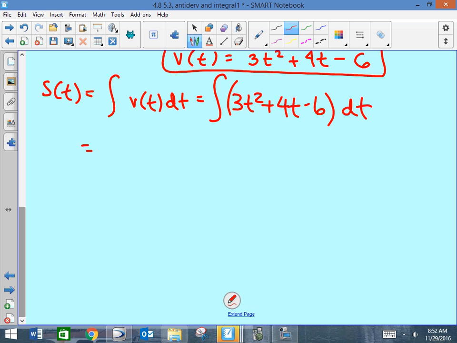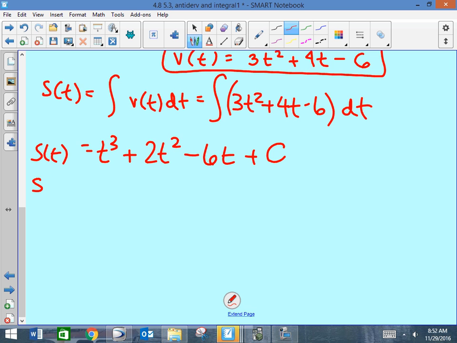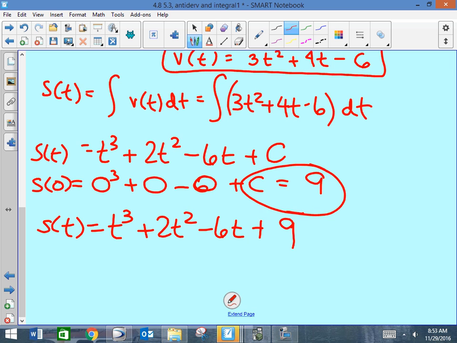And you finish. You get t cubed plus 2t squared minus 6t plus c. Okay, very easy to check. 3t squared plus 4t minus 6. Nice. That's your s of t, almost. We also know that s of 0 is 9. So we're going to put in 0, and c is going to equal 9. So finally, s of t equals t cubed plus 2t squared minus 6t plus 9.